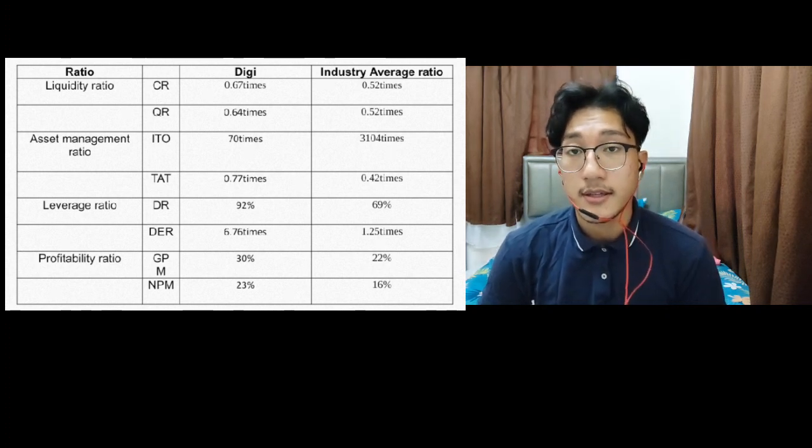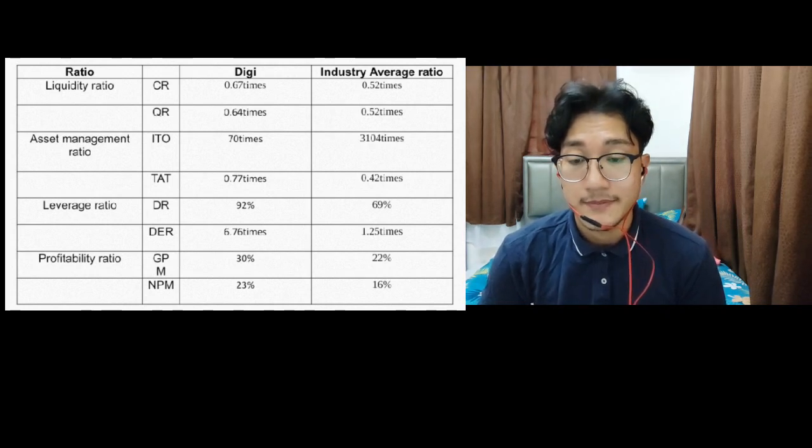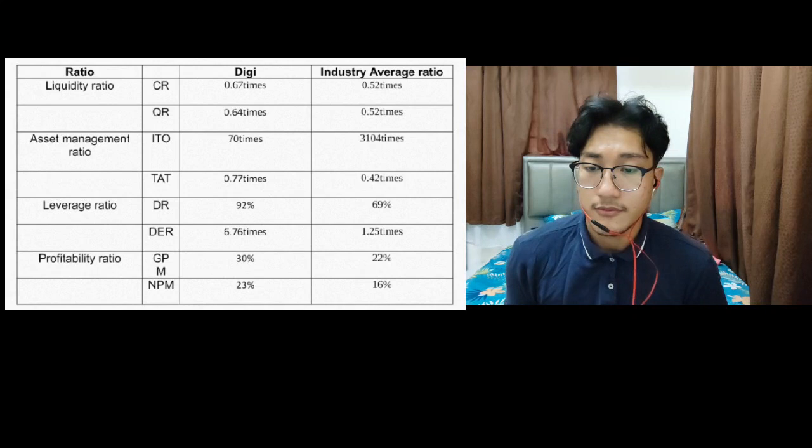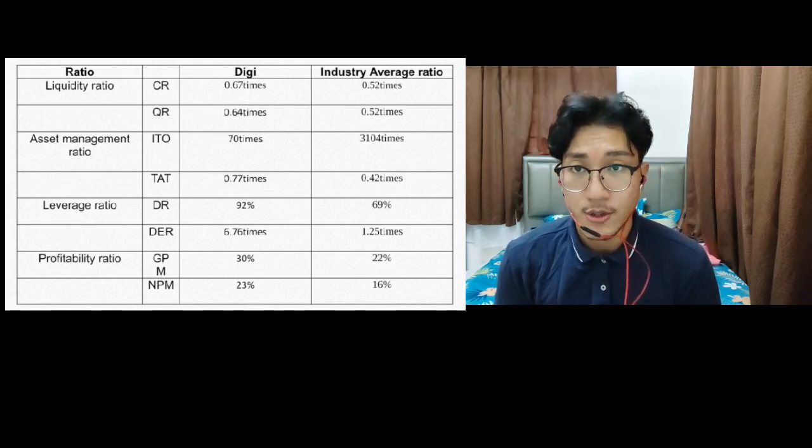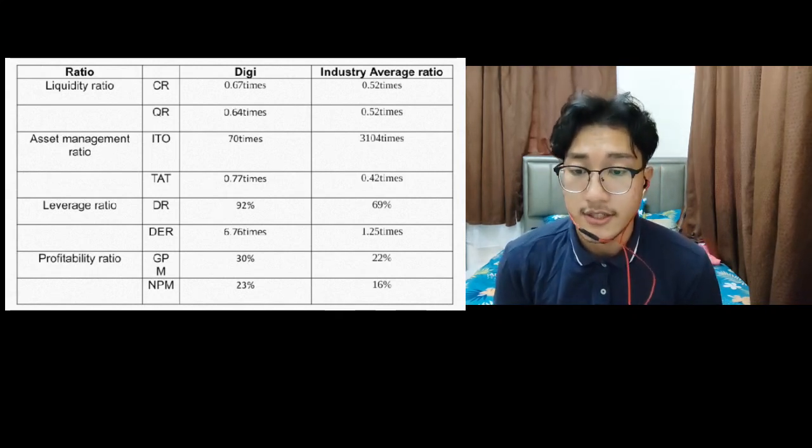Today, I will be explaining further detail on the data collected from Digi. Now, we start by the liquidity ratio. The first one, current ratio.